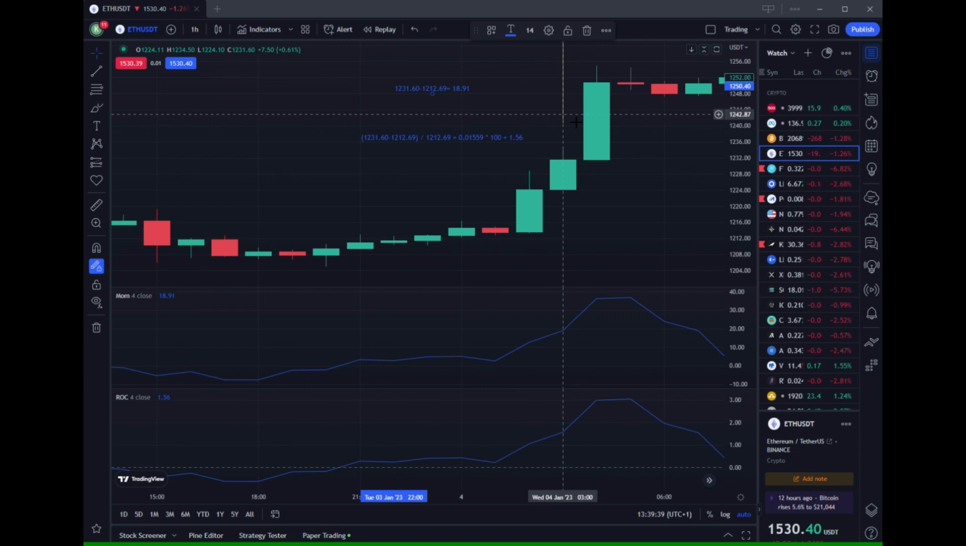So we have the closing price of 1231.6. Now the momentum line is put at 4, so it means 4 days back. So we go 1, 2, 3, 4. Now we can see the closing price is 1212.69, and that's what's written here. If we subtract that from this one, the momentum is 18.91. And indeed, if we look at this day, we get 18.91.